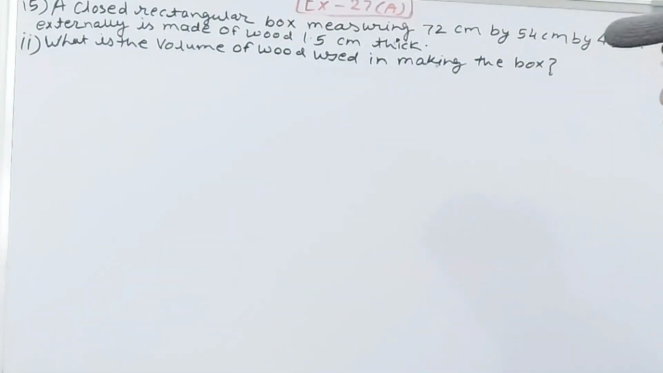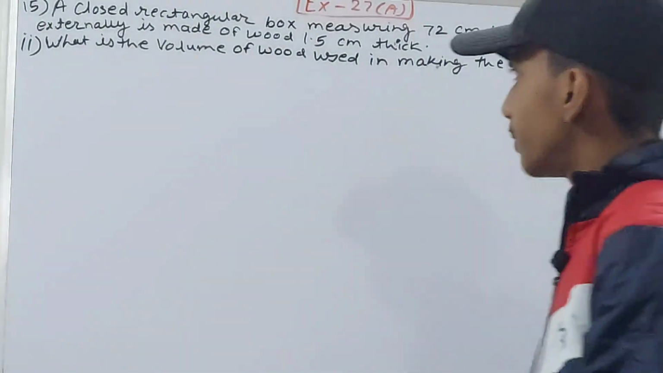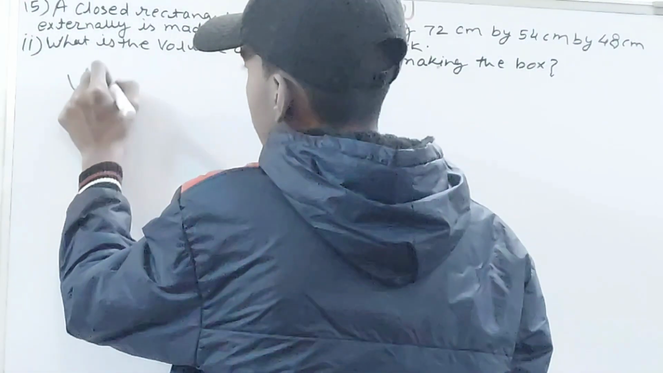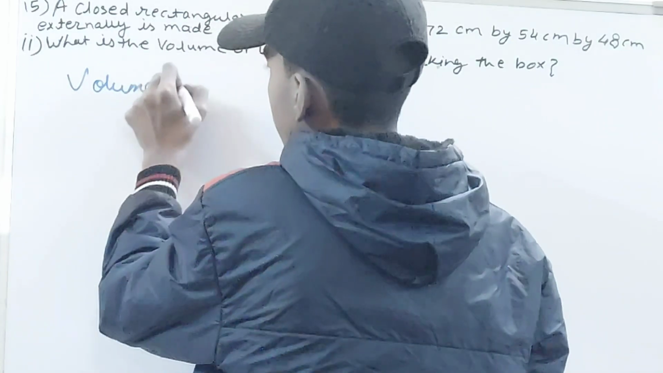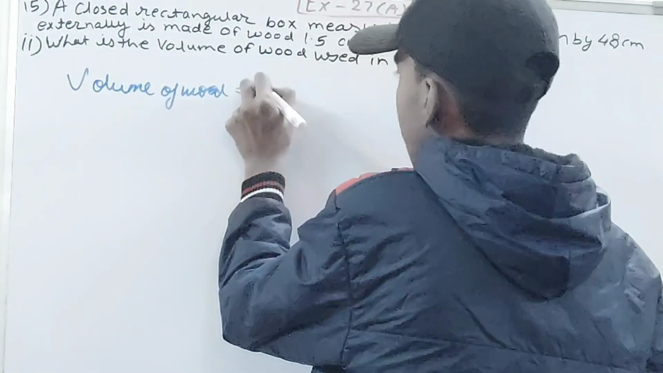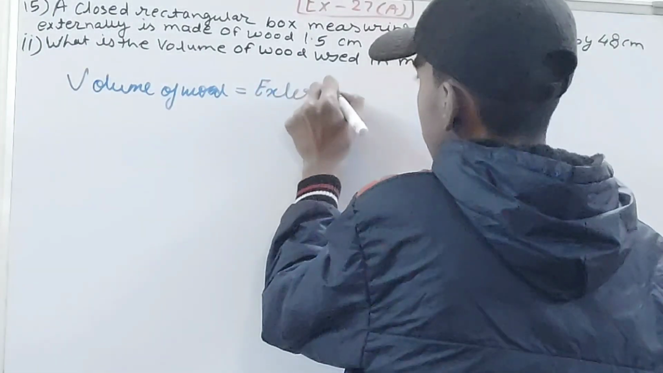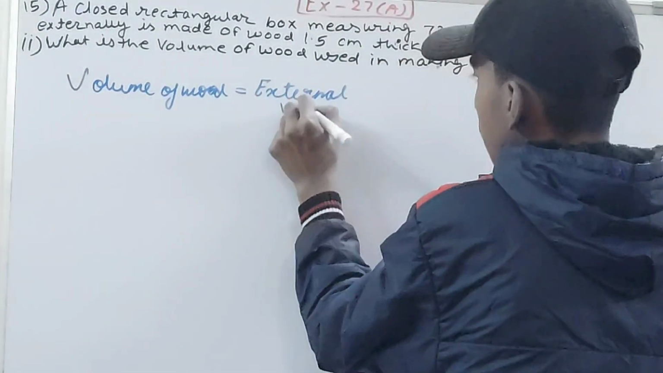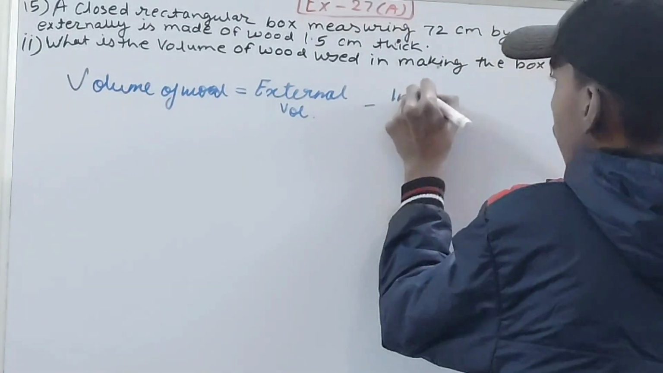What is the volume of wood used in making the box? Very simple. This is volume of wood is equal to what? So we have external volume minus the internal volume, right?